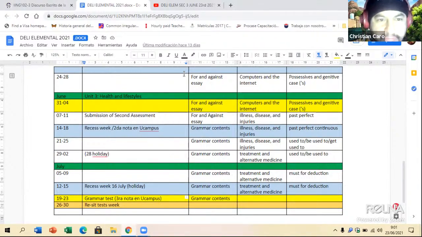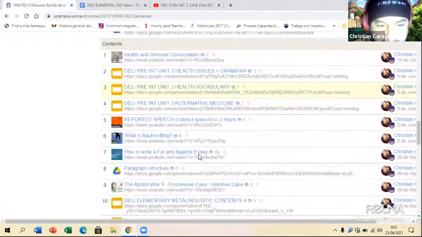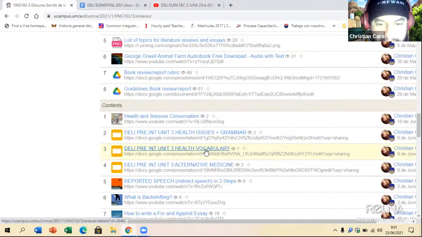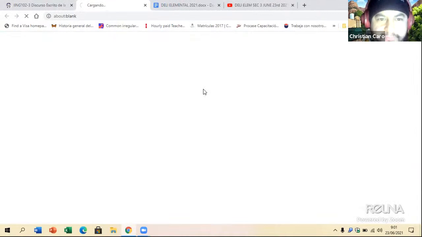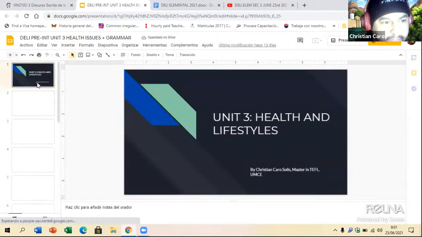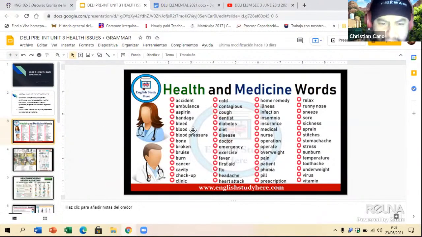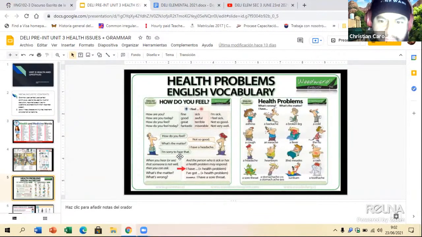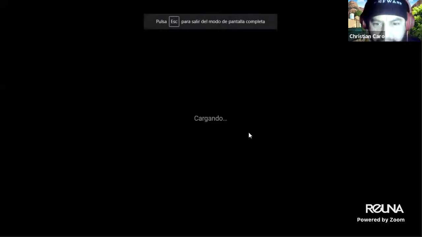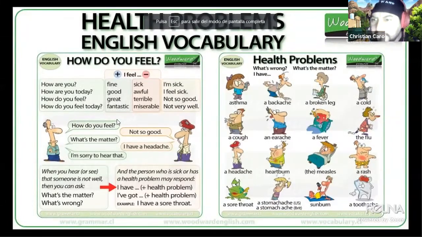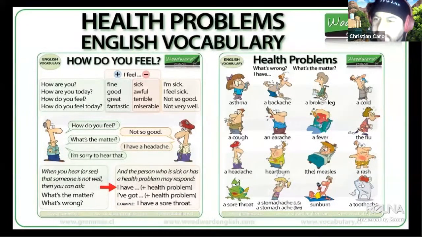So here we go. As I told you, we were studying Unit 3 about health issues in general. If I remember correctly, correct me if I'm wrong, we studied health and medicine words and vocabulary. We were also dealing with a few structures for health problems, different chunks of language, o frases, digamos, que se utilizan.